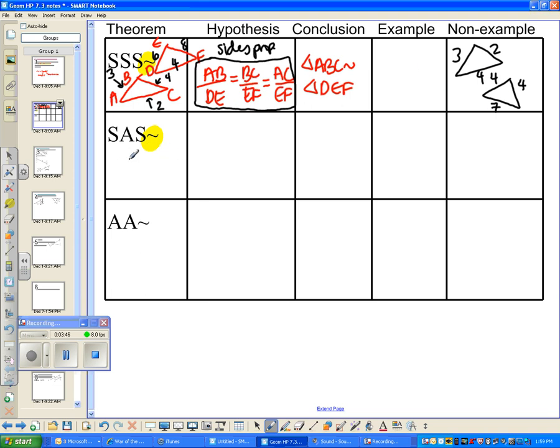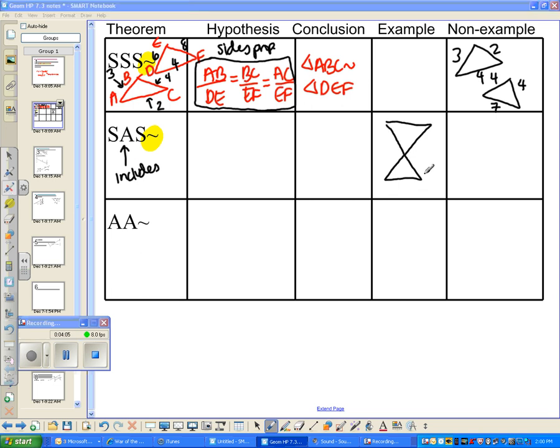For SAS, remember this angle has to be included. It has to be in between those 2 sides that we do know about. So let's say I give you guys a harder one. Let's say I give you a bow tie, kind of an off-centered bow tie. Let's say these are 4 and 8, and these are 3 and 6. Actually, I don't know if those are congruent or similar. Whoops. Let's not do 3 and 4. 3 and 6. Sorry.